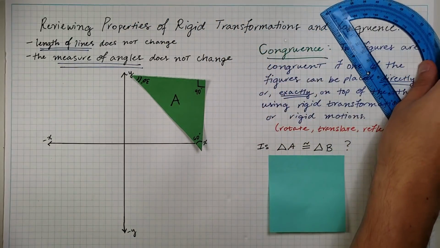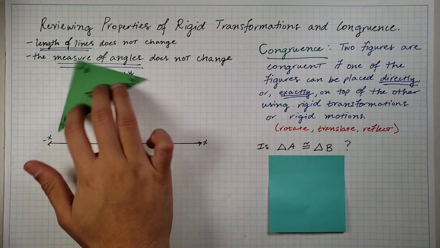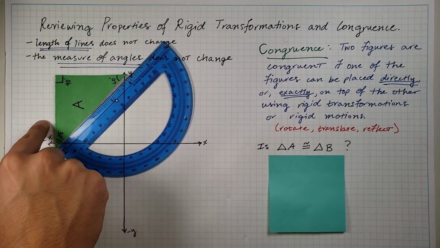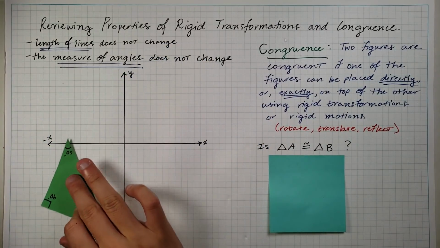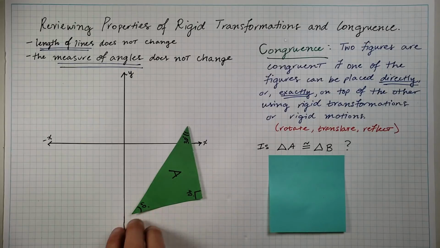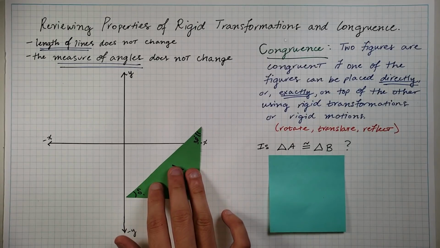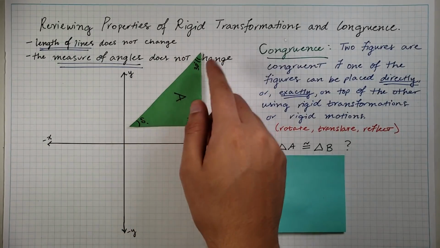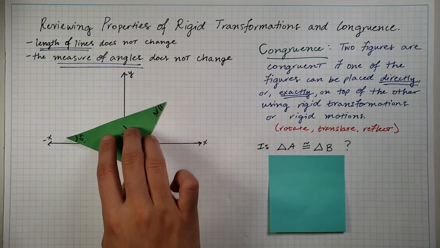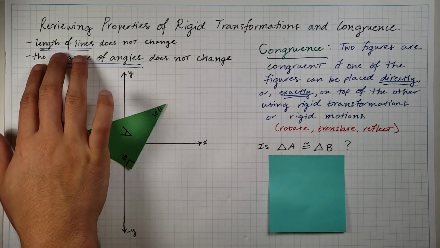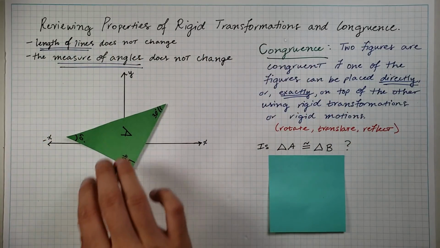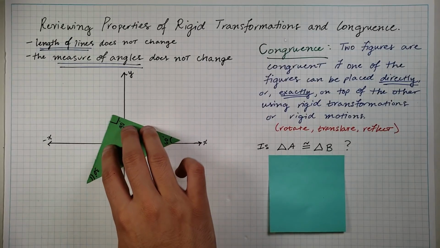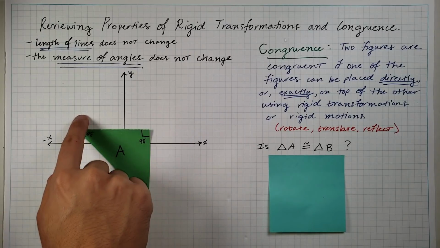Let's see what happens to those sides if I rotate this. Nothing happened, right? This side's still 4 inches, and this side and this side are still about 3 inches. If I rotate it again, does the length change? No. What if I translate it, slide it? Did this length change? No. That's length of lines not changing. If we rotate 90 degrees, the length does not change for any of these. Rotate again, and the lengths are still the same.